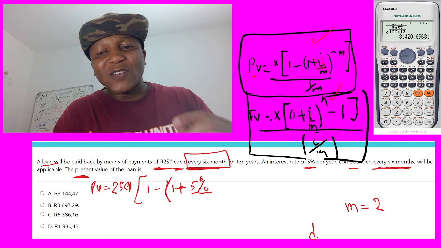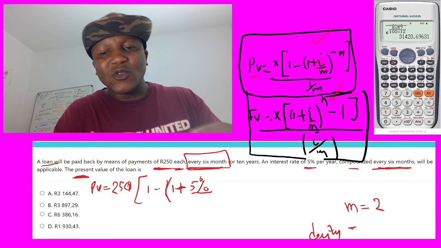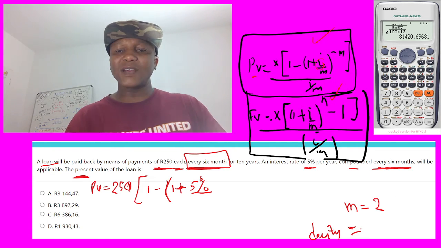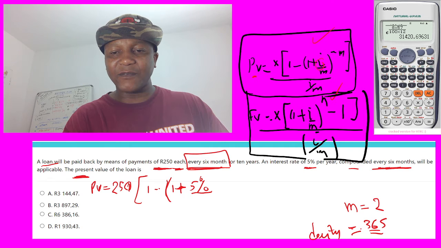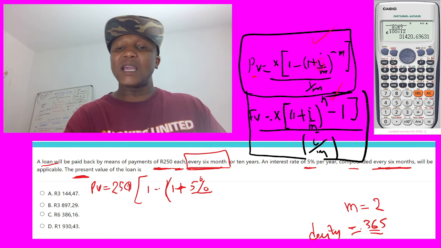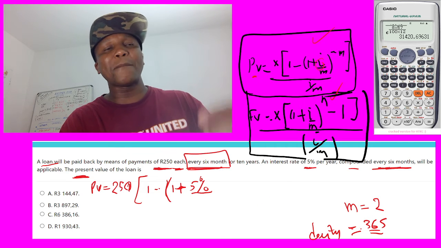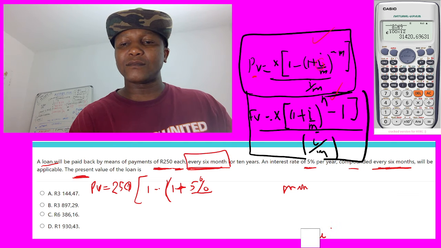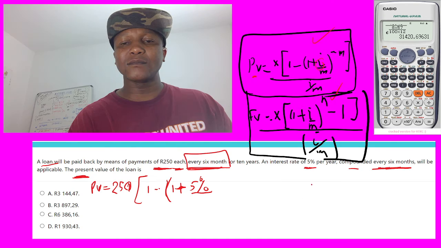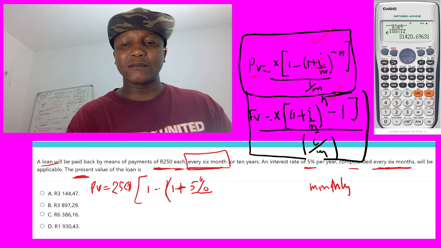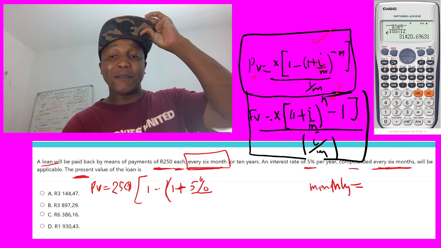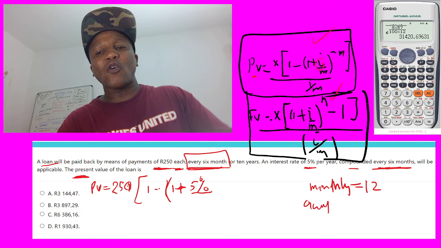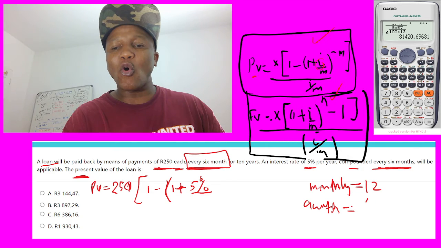If they say it was compounded daily, you ask yourself, how many days in 1 year? 365. If it was compounded monthly, how many months in 1 year? We know there are 12 months. If it was compounded quarterly, you ask yourself how many quarters in 1 year. There are 4.